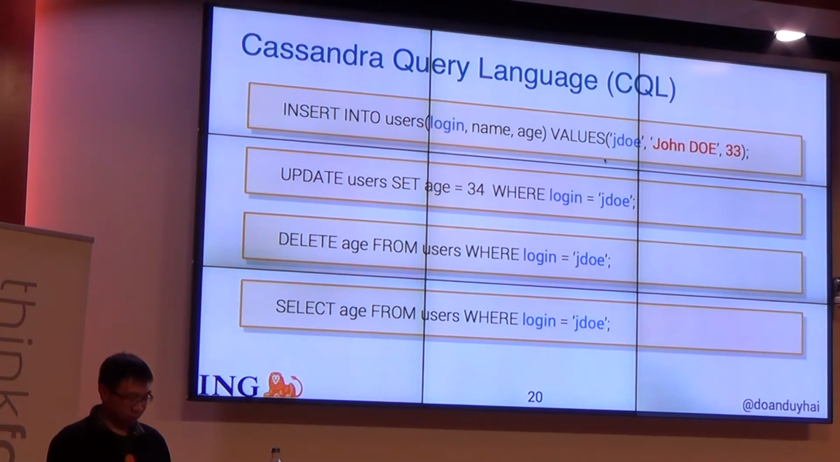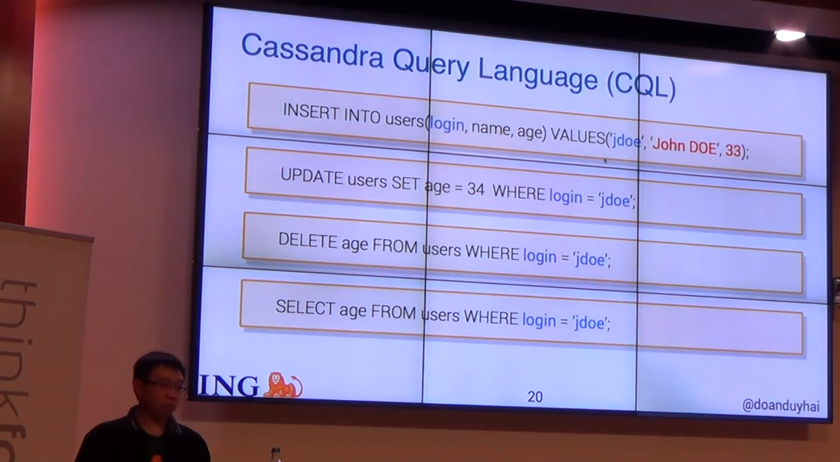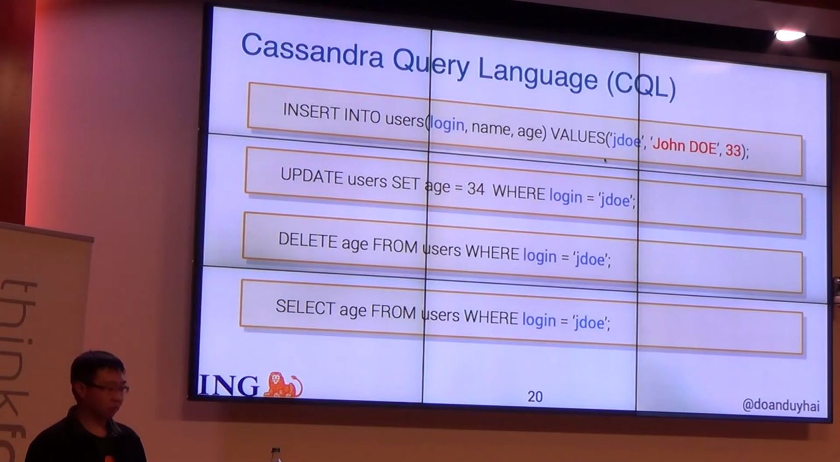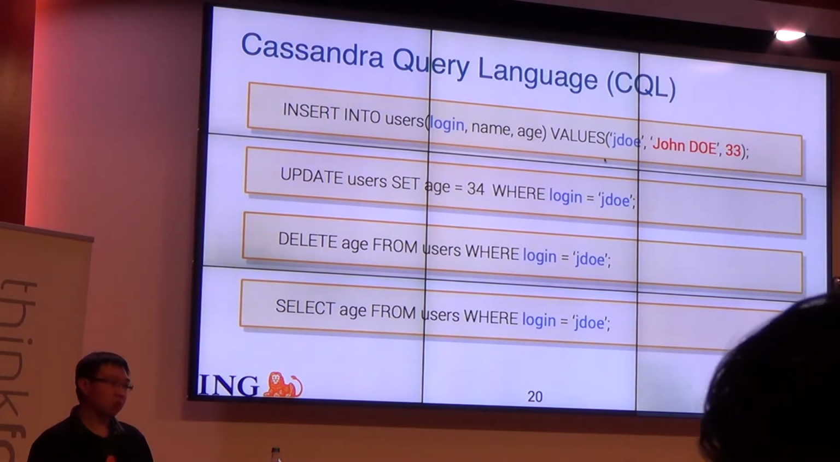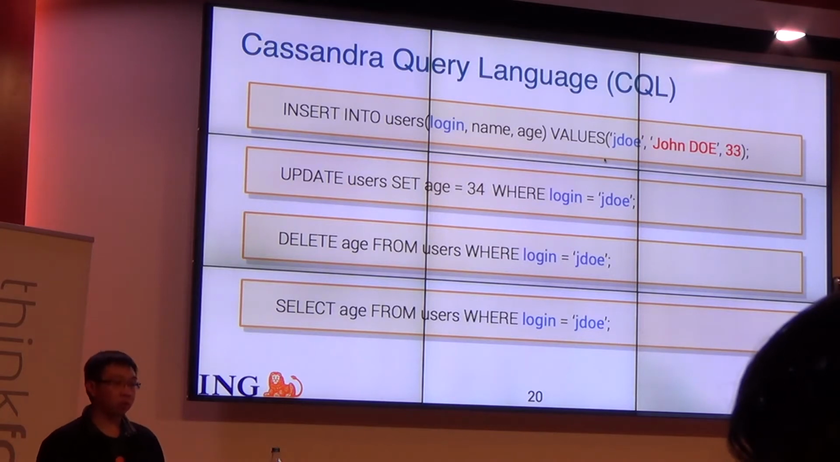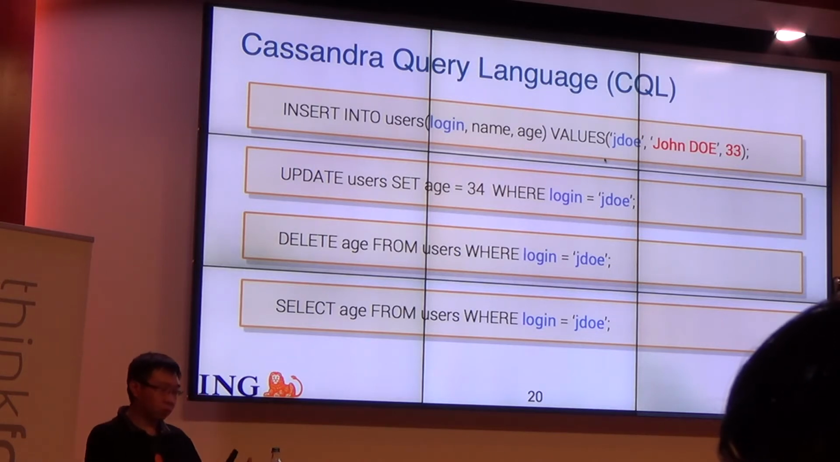The last thing on Cassandra is the query language. To access data in Cassandra, you will use CQL, Cassandra Query Language. As you can see, it is very similar to SQL. The idea is to close the gap for those who are coming from the relational world. Okay.